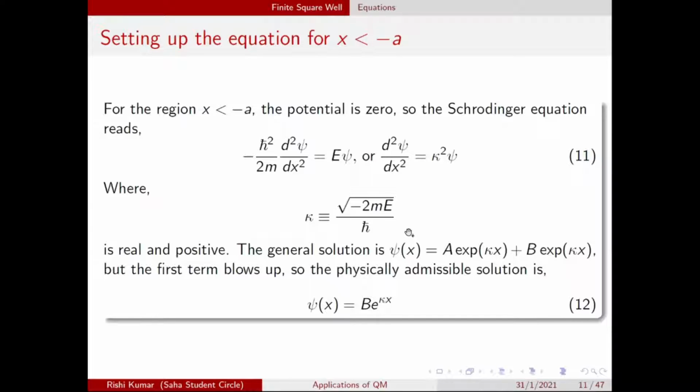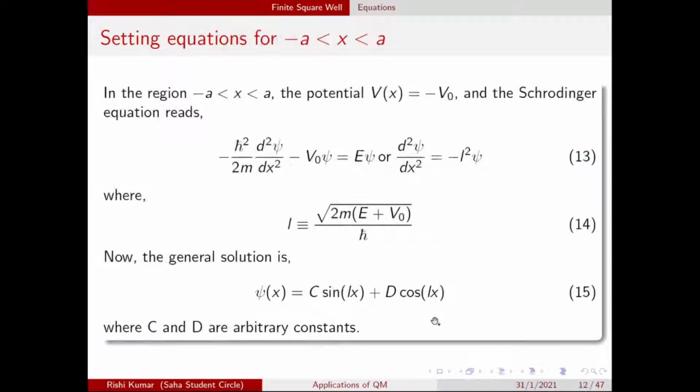Okay, and if we notice here, this first term tends to infinity as x increases or kappa increases, right? Because it's exponential. I think there should be a negative sign here. I'm sorry, there's some slip here. So this term blows up, so it is not physically admissible. So the only physically admissible solution here is psi of x equals Be^(-kappa x).